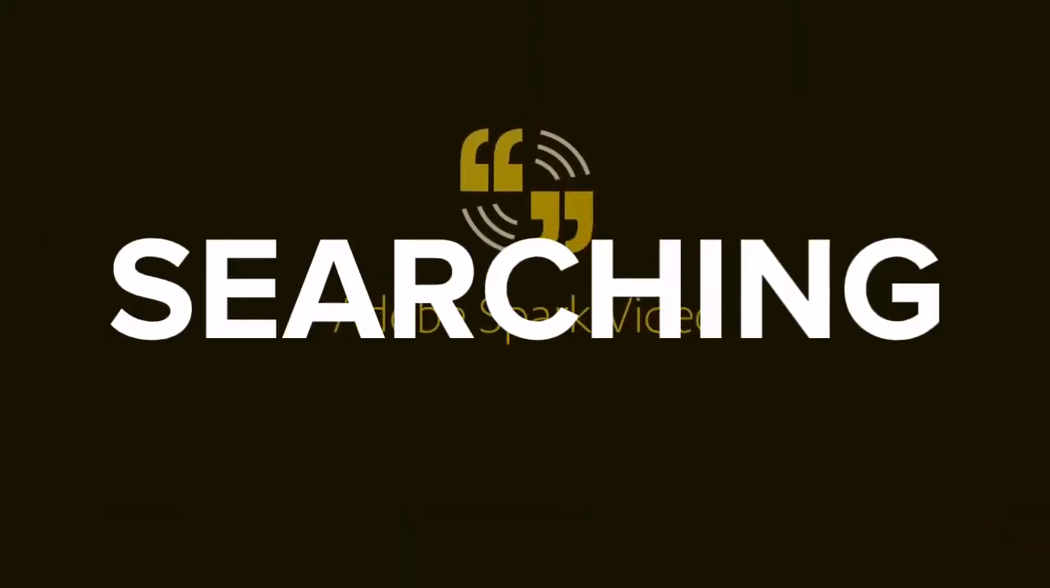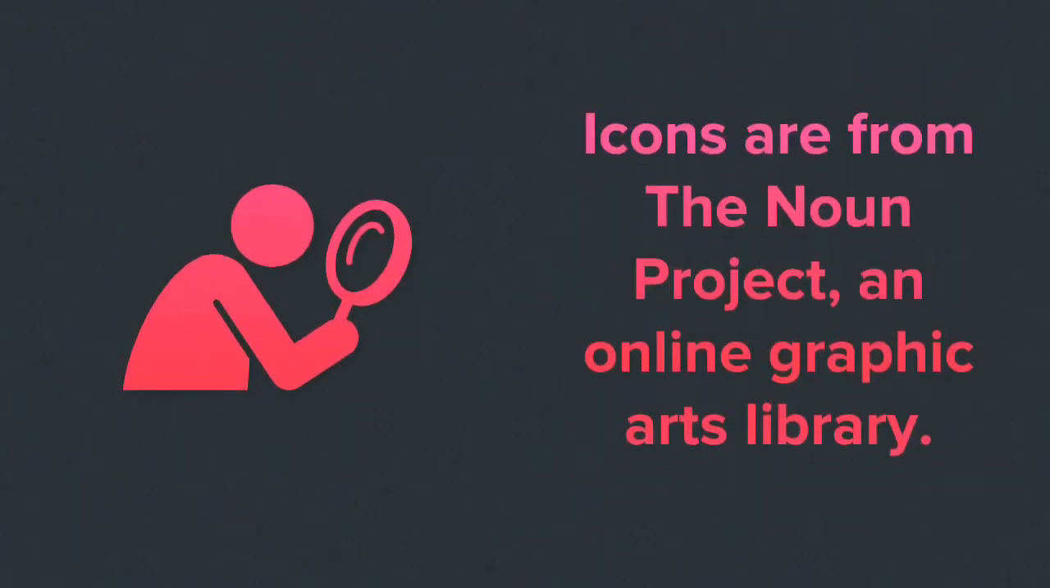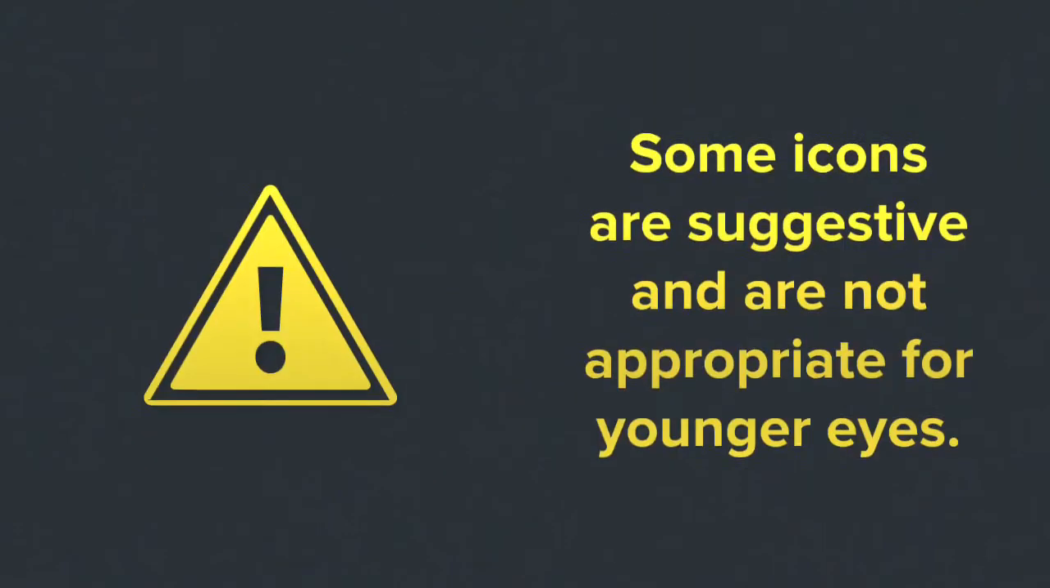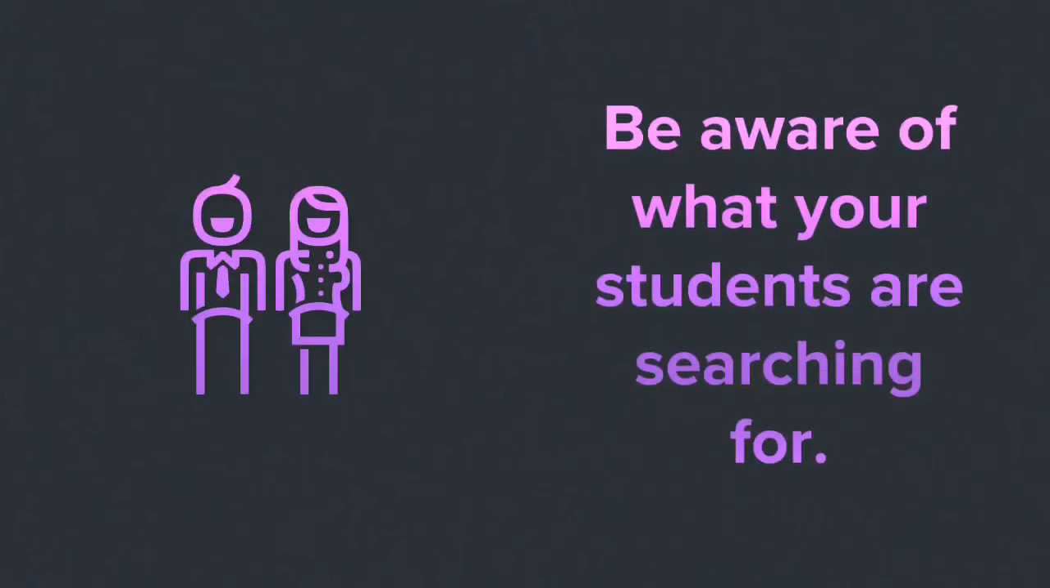And now my thoughts and best practices on searching in Adobe Spark Video. You get 3 kinds of search options in Adobe Spark Video. Let's talk about what you need to know when you search for icons. When you or your students search for icons, those icons are pulled from the Noun Project, which is an online graphic arts library. Please be aware that some icons are suggestive and are not appropriate for younger eyes. Best practice would be to always be aware of what your students are searching for.